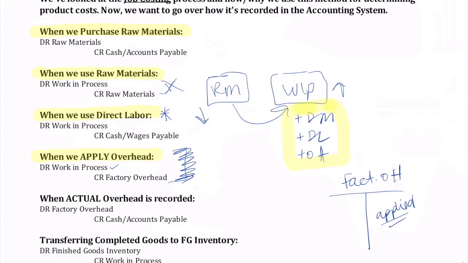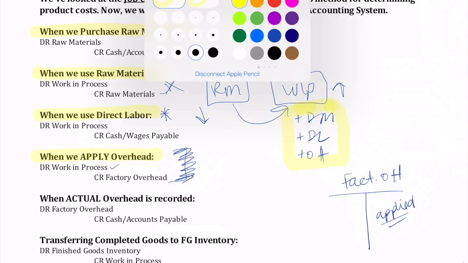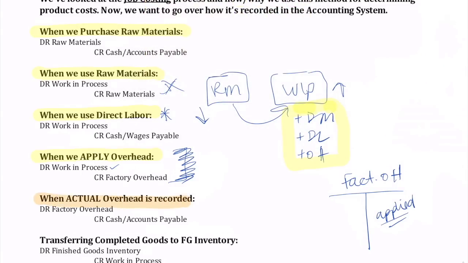When actual, and maybe I'll even switch colors for this one so it's clearer. When we actually have overhead, that goes on the debit side of our overhead account. Okay, that goes on the debit side. So here you'll see that we're debiting factory overhead and crediting cash or accounts payable. So it's actual. This is when the utility bill comes in for the manufacturing plant and you're actually paying it. So cash or AP, and then the debit is to this holding account we'll call factory overhead.